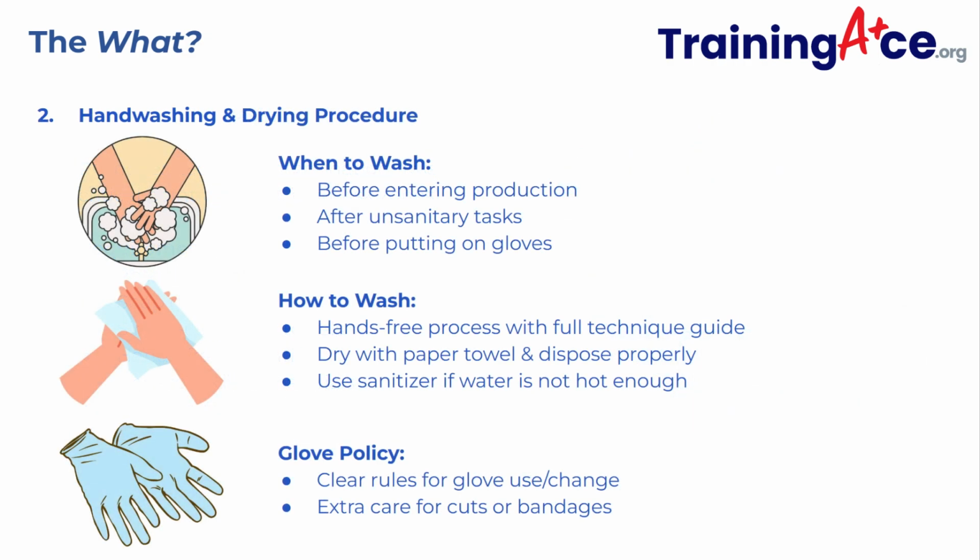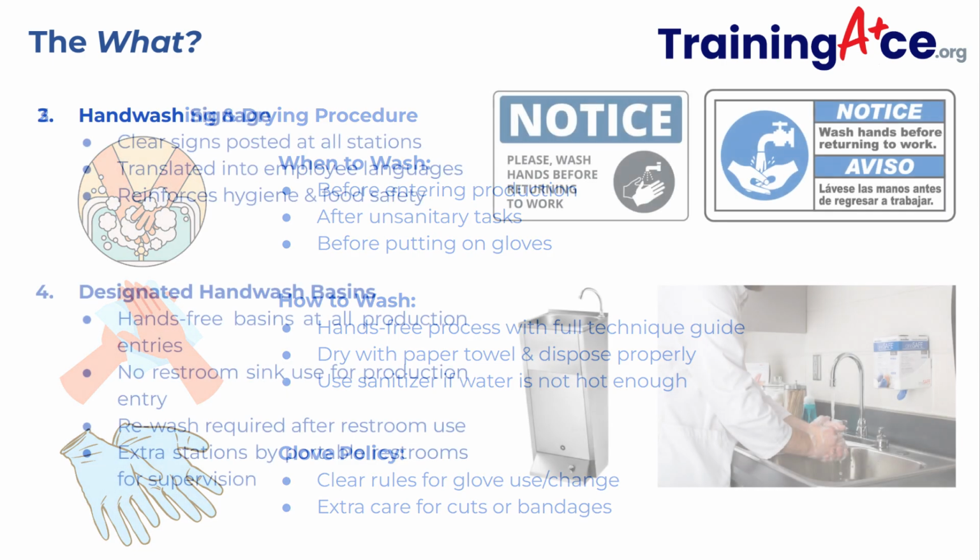Building on that, let's talk about the actual hand washing and drying process. Employees must follow established procedures, washing hands before production, after touching non-sanitary surfaces, and before putting on gloves, especially for ready-to-eat products. Technique matters: scrubbing, rinsing, and drying thoroughly with single-use towels. If hot water isn't available, approved sanitizers must be used.